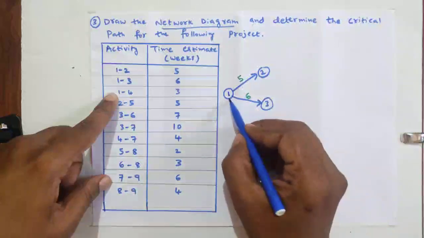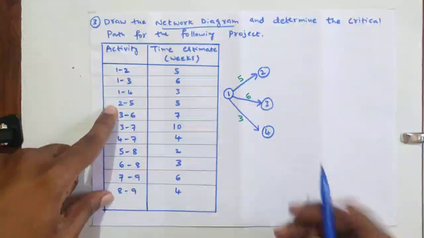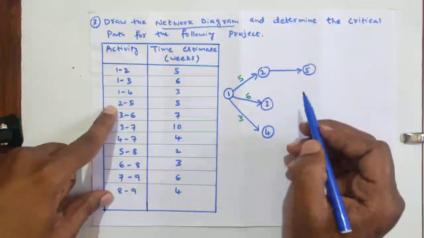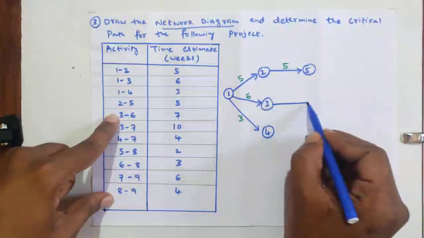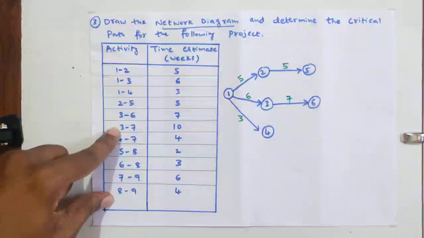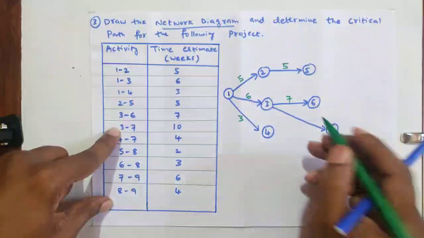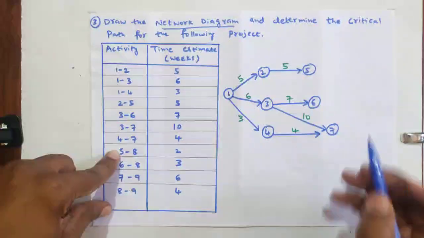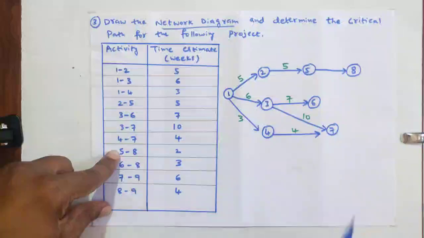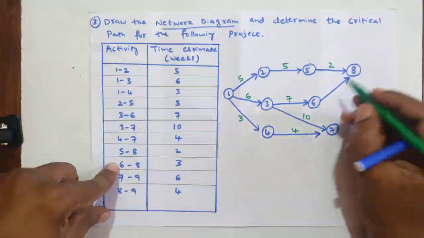1 to 4 duration is 3 weeks. Similarly, we draw 2 to 5, duration 5. 3 to 6, duration 7. 3 to 7, duration is 10. 10 means 10 weeks, as the time estimate is given in weeks. 4 to 7, duration is 4 weeks. 5 to 8, duration is 2 weeks. 6 to 8, duration is 3 weeks.